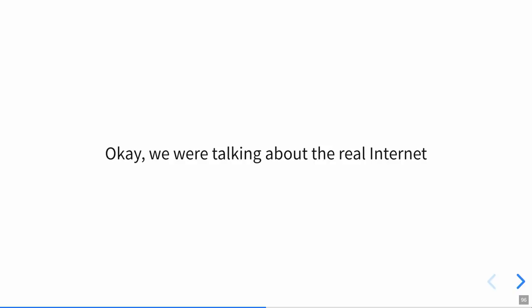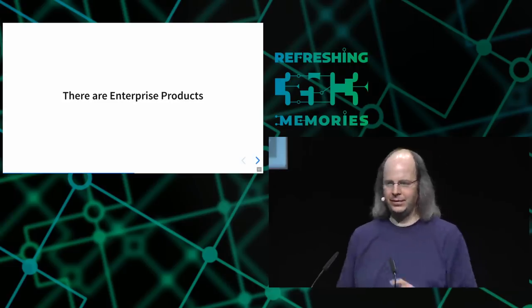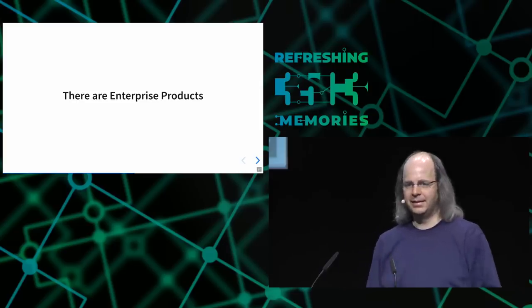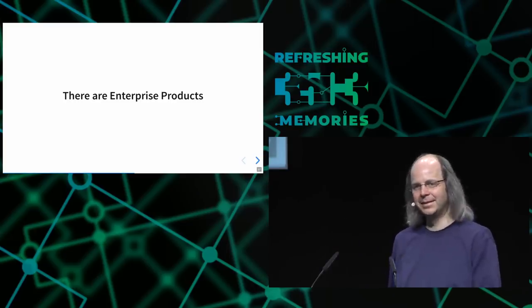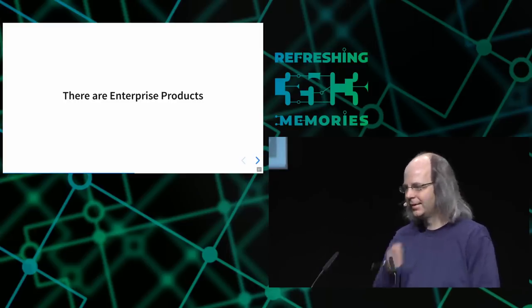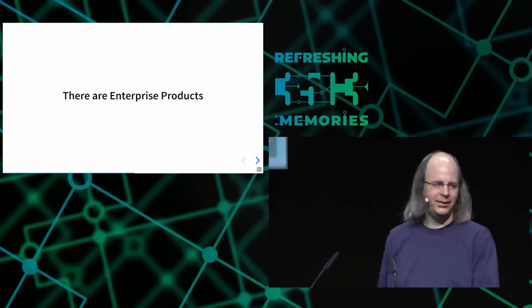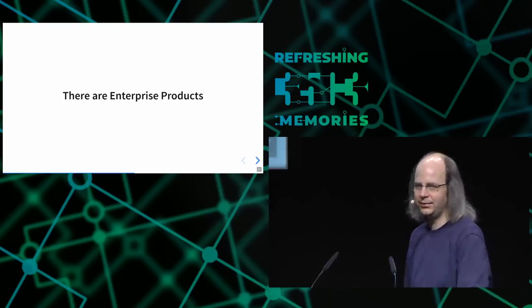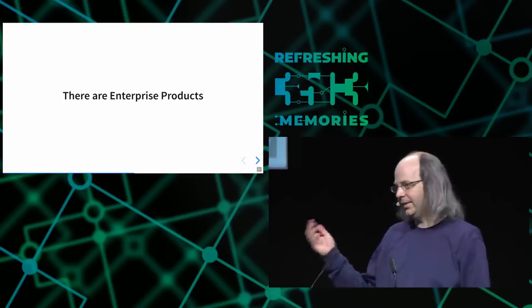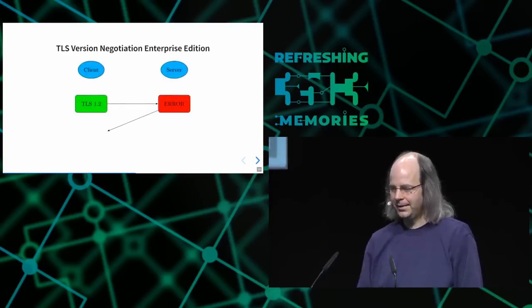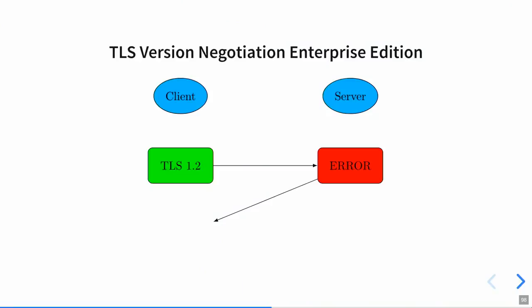But I was saying earlier, we were talking about the real internet. And on the real internet, we have enterprise products. In case you don't know that, an enterprise product is something that's very expensive and it's buggy. So yeah, we will have web pages that run with firewalls from Cisco, or we will have people using IBM Domino web server and all these kinds of things.